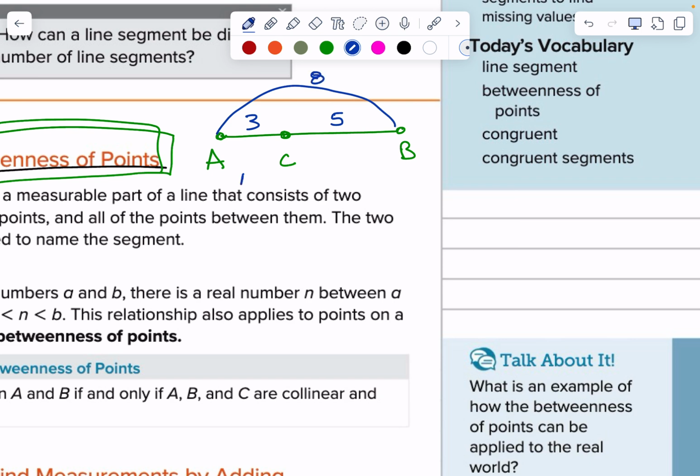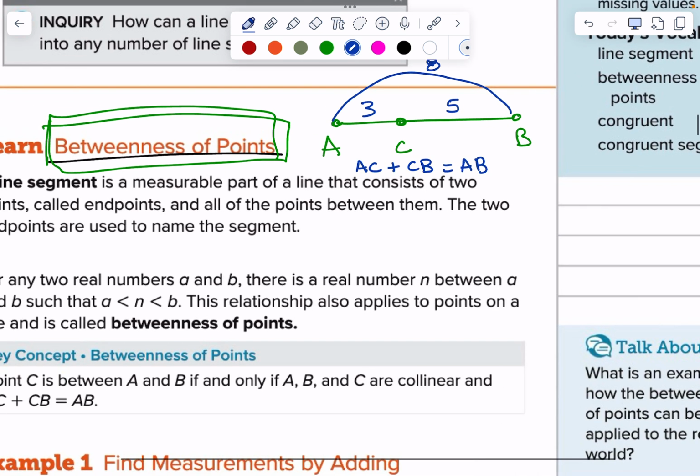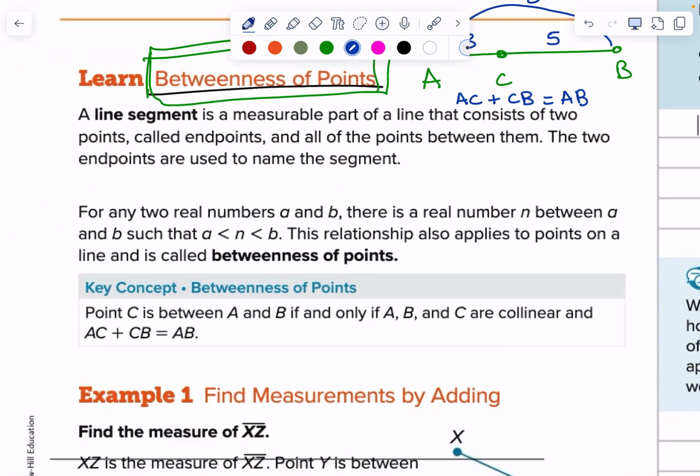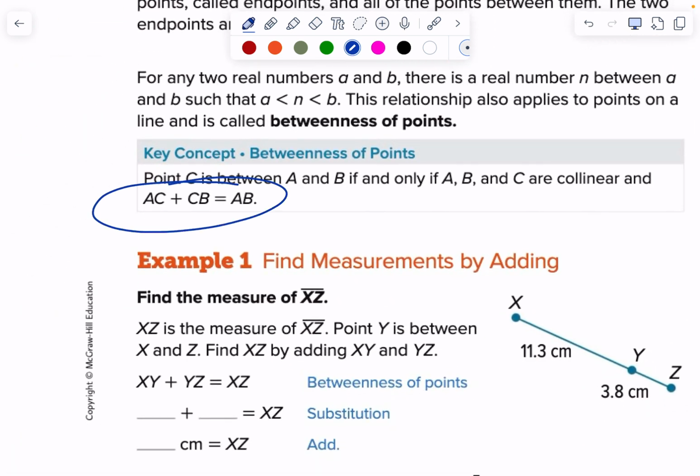So what they're saying is the length from A to C plus the length from C to B is equal to the length from A to B, or 8. This chunk plus this chunk equals this chunk. You can use that in reverse, too. Let's say I said the whole was 8 and this part was 5, but didn't tell you this one. Could you figure out that it was 3? So AC plus CB equals AB. That's how the betweenness of points works.